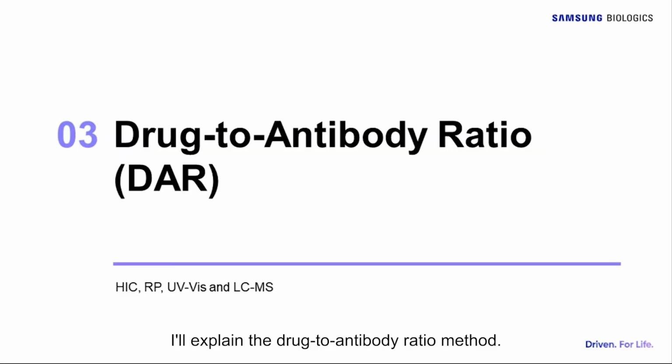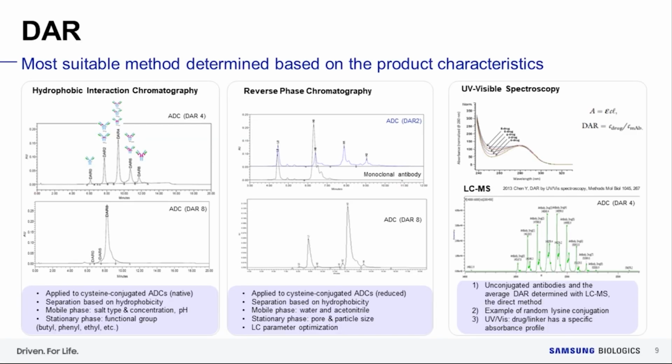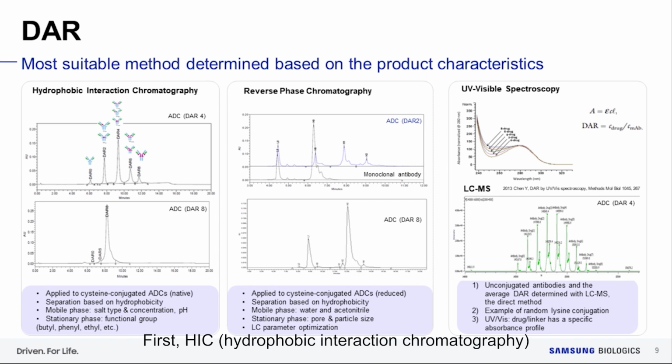In Chapter 3, I'll explain the drug-to-antibody ratio method. There are 4 types of DAR assays. First, HIC, hydrophobic interaction chromatography, is the most suitable assay for analyzing native forms of ADC with cysteine conjugation. It requires effort for peak identification. The principle is separation by hydrophobicity.